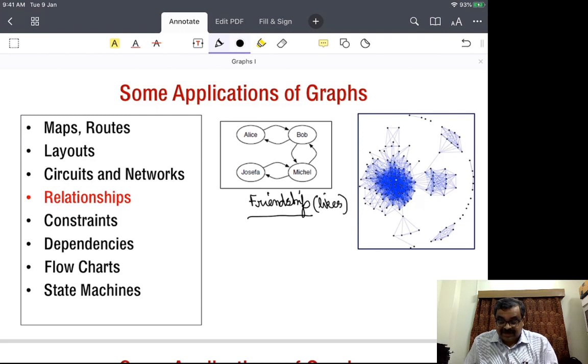So if Alice likes Bob, we mark an edge. The graph consists of nodes having people and edges. If A likes B, then there is an edge from A to B. So in this graph, Alice likes Bob, Bob likes Alice, and so on and so forth. And this is a friendship relationship.